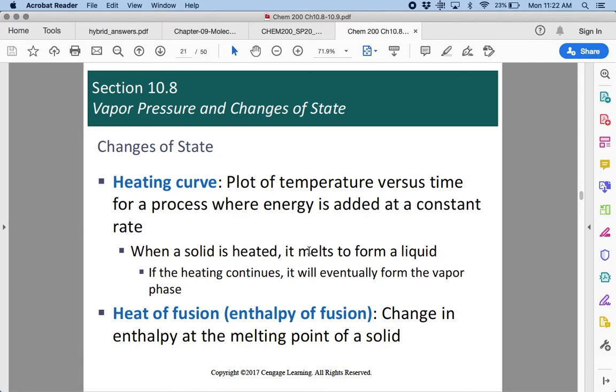So when a solid is heated, it would melt to form a liquid, and then if we continued to heat that, we would eventually reach the gaseous or the vapor stage. The other type of enthalpy that we're going to talk about is an enthalpy of fusion. We talked about an enthalpy of vaporization already, but we also have an enthalpy of fusion, and this would be going from the melting point of a solid.